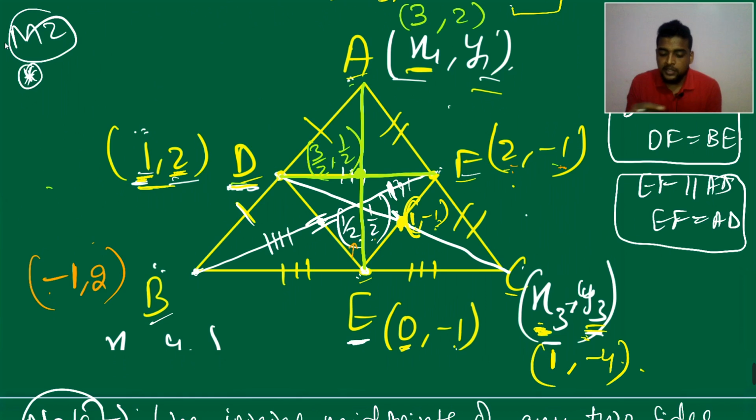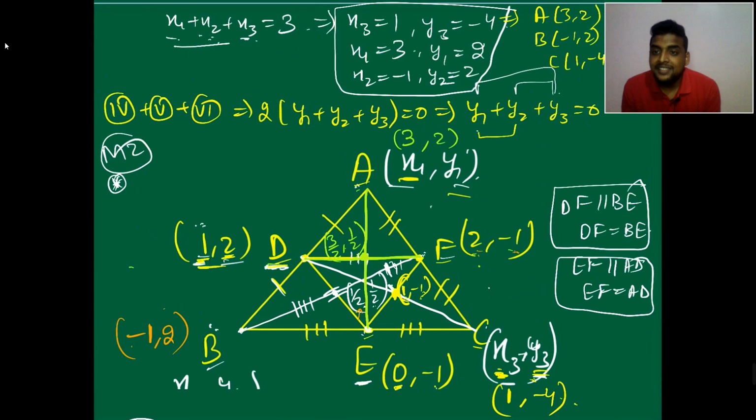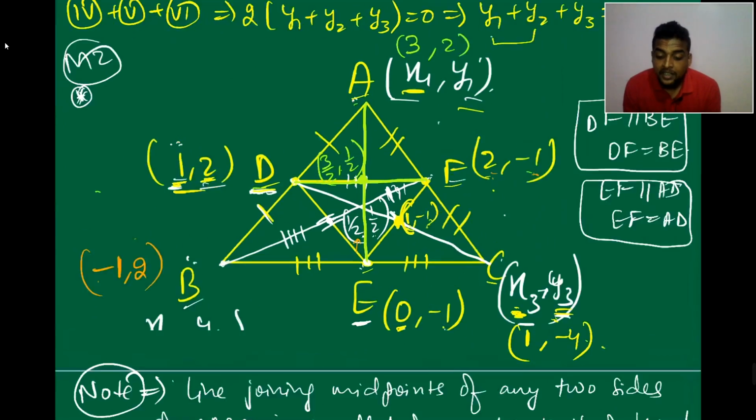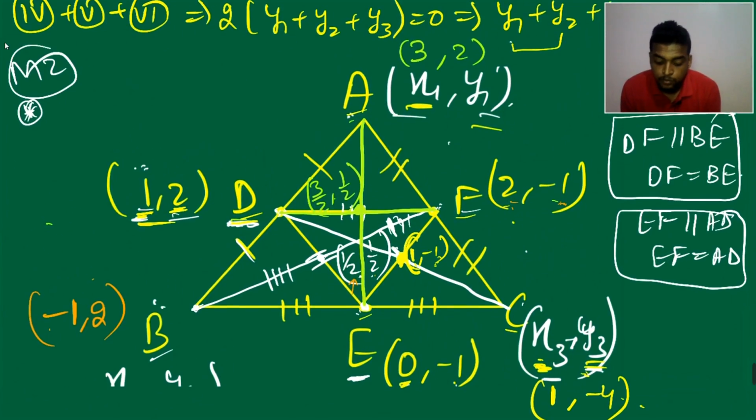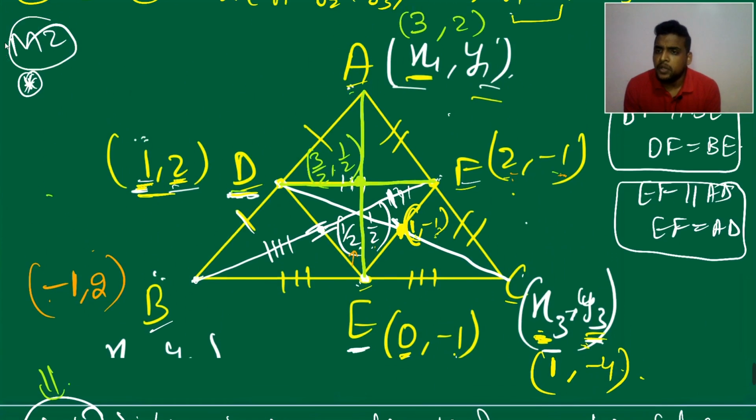So A is nothing but 3 comma 2, B is minus 1 comma 2 and C is 1 comma minus 4. Let me check whether it is true or not. Yes, see, from the previous method we got A 3 comma 2, B minus 1 comma 2, C 1 comma minus 4. So from the second method also we got the same thing in one liner if you know this property, and from method 1, the midpoint formula, we also got the answer. So whatever you like you can follow.